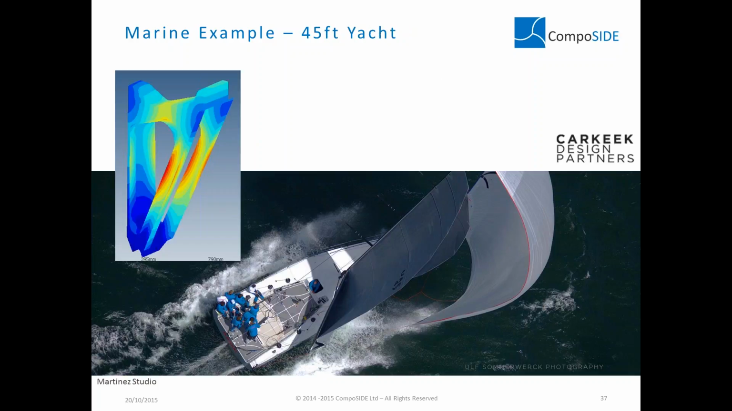Another example is a 45-foot high-performance racing yacht. This is the lifting keel gantry. So this is optimizing the weight and the stiffness and the strength of all the components involved. This is the example of detailed design where you can see quite complex structure being designed straight into the composite, drawing from earlier design iterations using beam elements and section design as well.